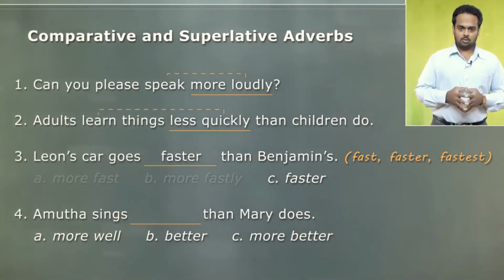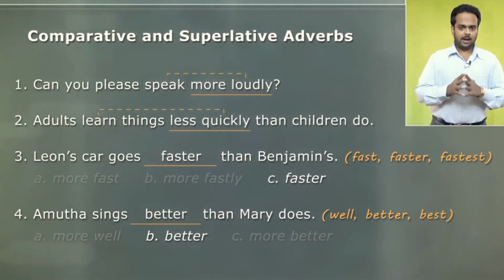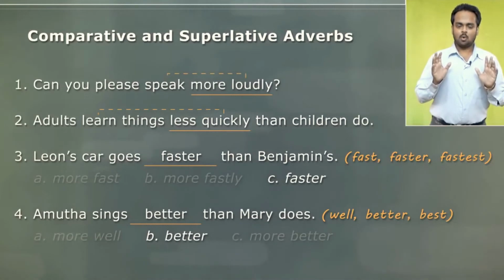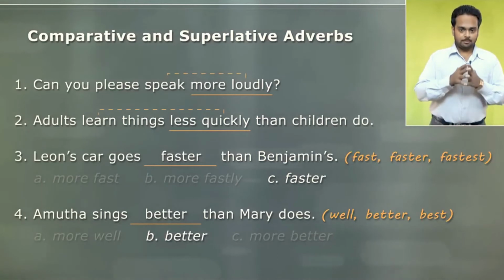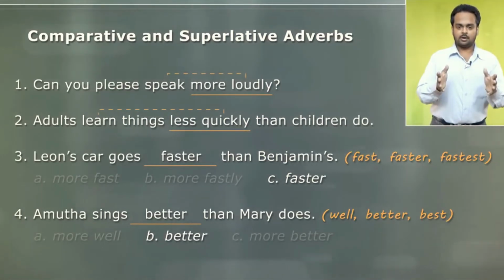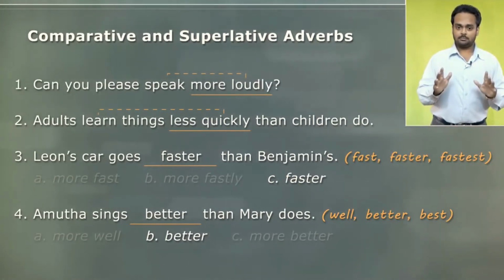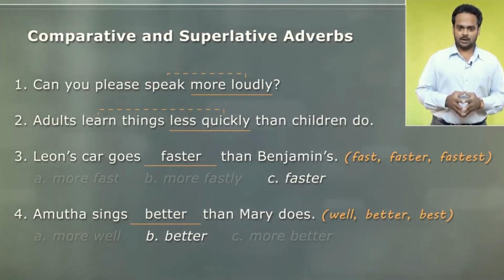Okay, and in number 4, Amuda sings better than Mary does. This one is a little tricky because if you don't want to compare, normally you would just say, Amuda sings well. Well is the adverb. But in this sentence, we want to compare Amuda's singing with Mary's singing. The comparative form of well is better. It's never more well or more better. Don't say that. And the superlative form of well is best. Did you get both of these right?